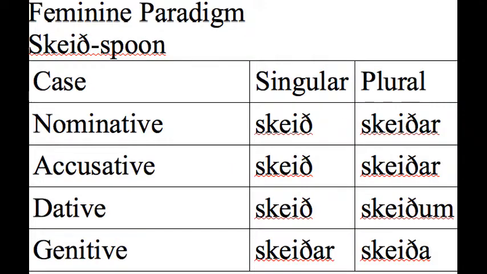All right, now we're looking at the feminine form, and you'll notice here that for this paradigm, most of it looks pretty much the same. There's not a lot of changing outside of the mandatory dative and genitive plural changes, but we're going to go ahead and read it anyway in the same way as before. So starting out from the singular column, top to bottom, skeið, skeið, skeið, skeiðar, skeiðar, skeiðar, skeiðum, skeiða.